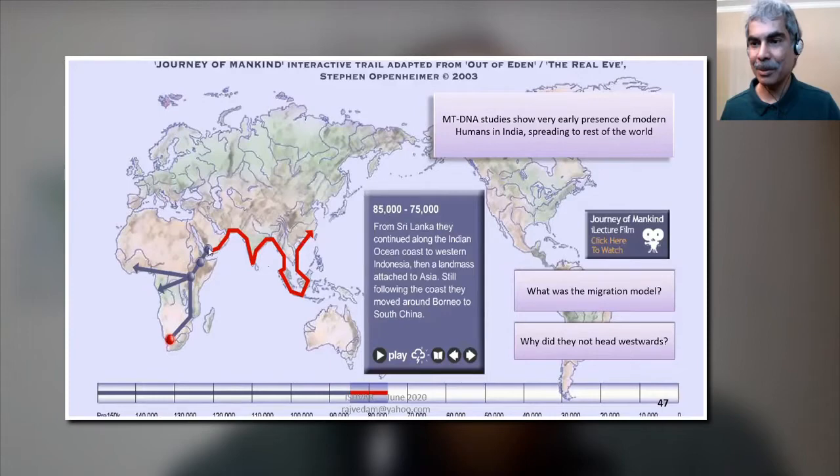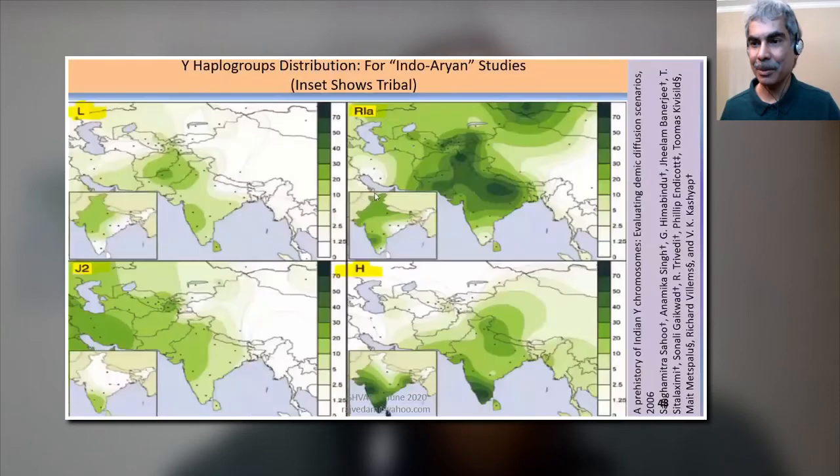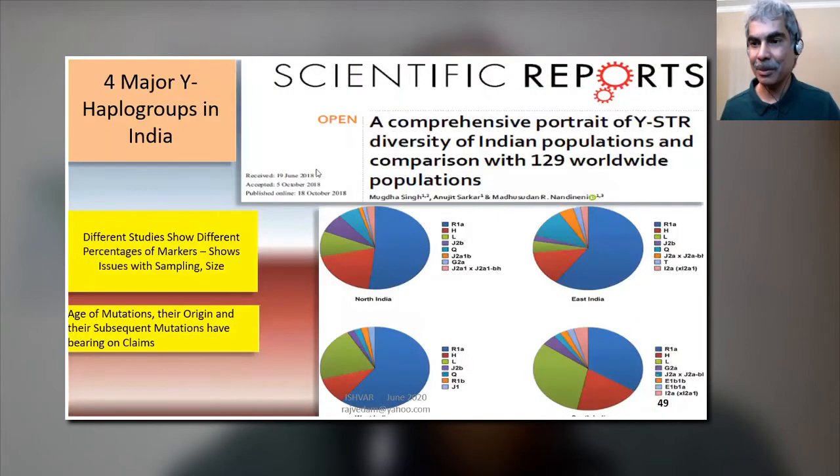Mitochondrial DNA is saying you have an African component coming in this time frame. And if you look at other kinds of analysis that look at the Y chromosome, for example, this is one sample study, 2006, that shows that many Indians are mostly the L haplogroup, R1A, J2, and H, and these are the relative concentrations that they find in the country. A different study in 2018 in Science talks of the same 4 major haplogroups: Northern India, R1A, H, L, the pie chart shows you that, East India, West India, South India. I put this here to show that you take 2 different studies and they start showing you different percentage of the markers in different regions of the world.